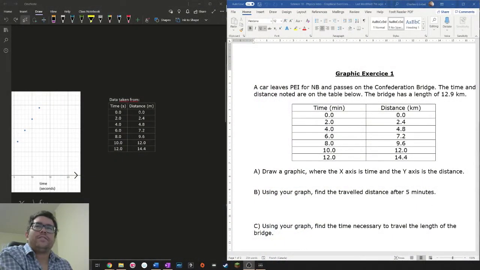So I've taken this data here. Let's say that an object is going to be traveling 14.4 meters, and this is the time that it will take in seconds. You'll notice that there is a direct correlation between those numbers and those numbers.